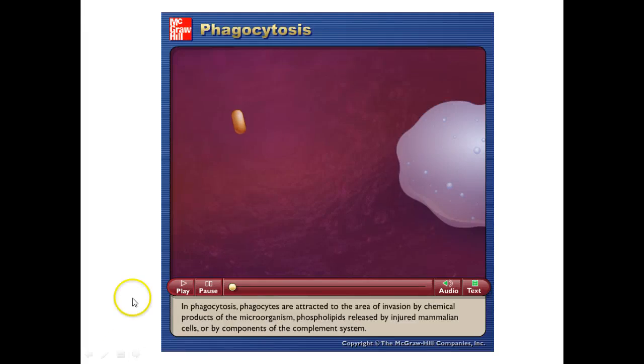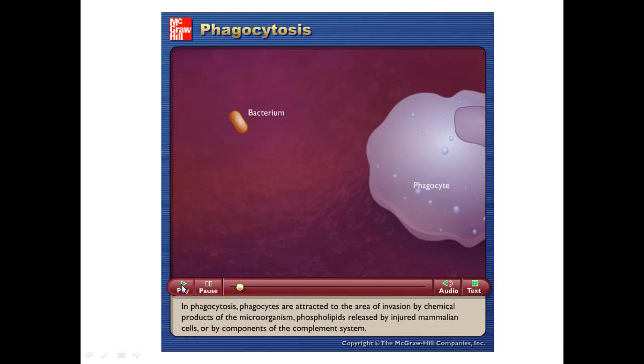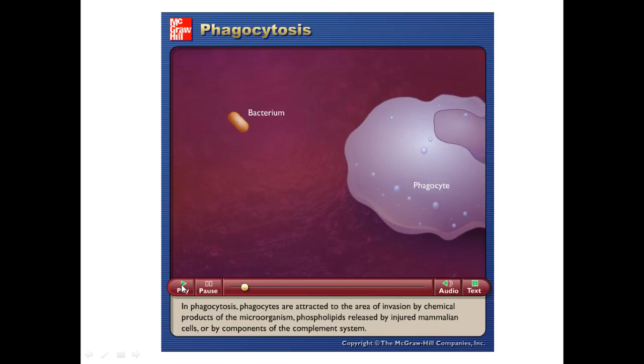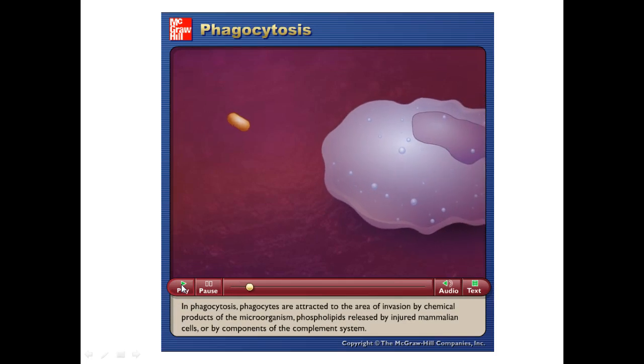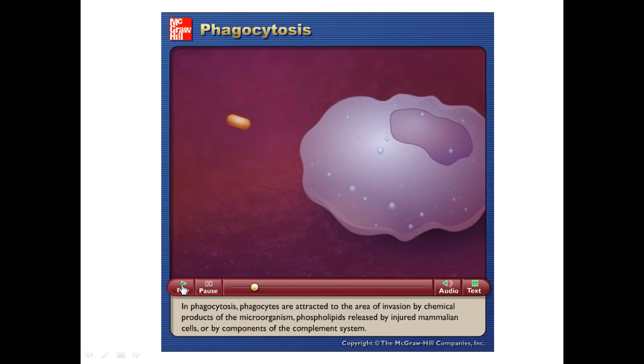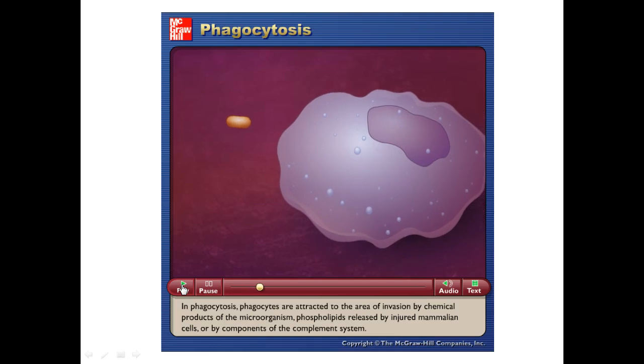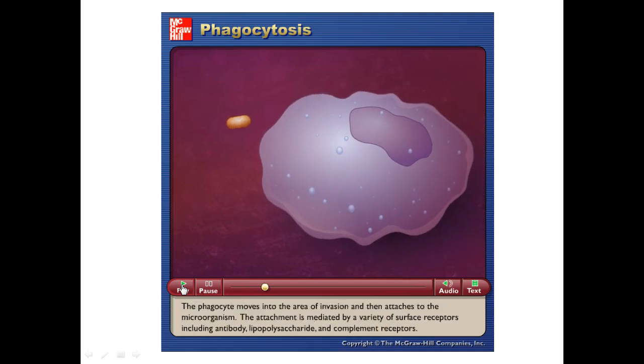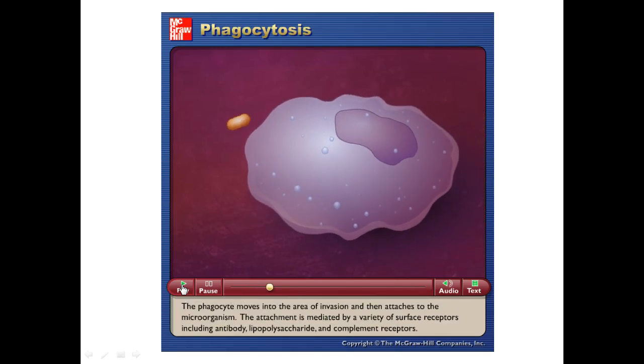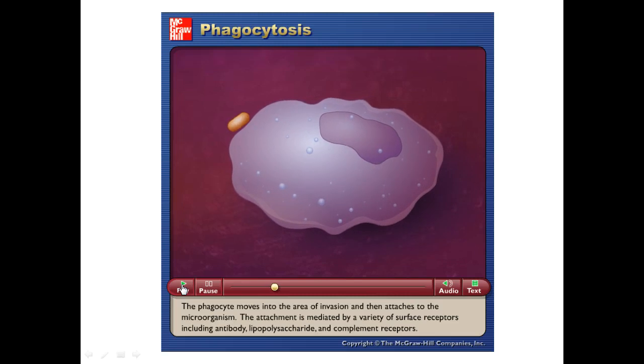Okay. So this one is going to go into, again, a little bit more detail. In phagocytosis, phagocytes are attracted to the area of invasion by chemical products of the microorganism, phospholipids released by injured mammalian cells, or by components of the complement system. The phagocyte moves into the area of invasion and then attaches to the microorganism. The attachment is mediated by a variety of surface receptors, including antibody, lipopolysaccharide, and complement receptors.